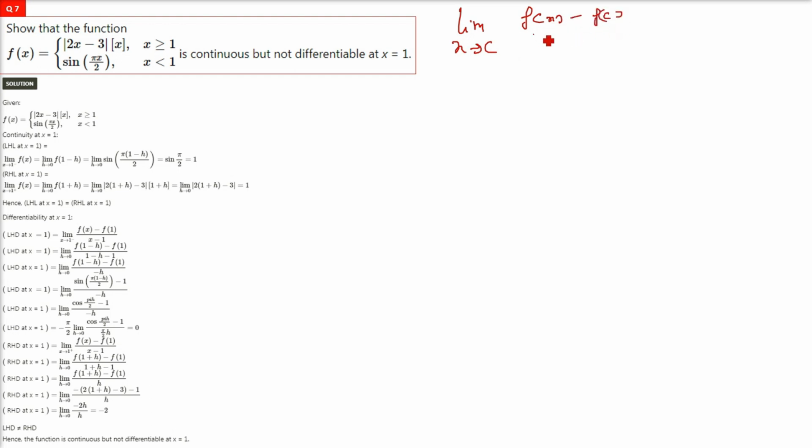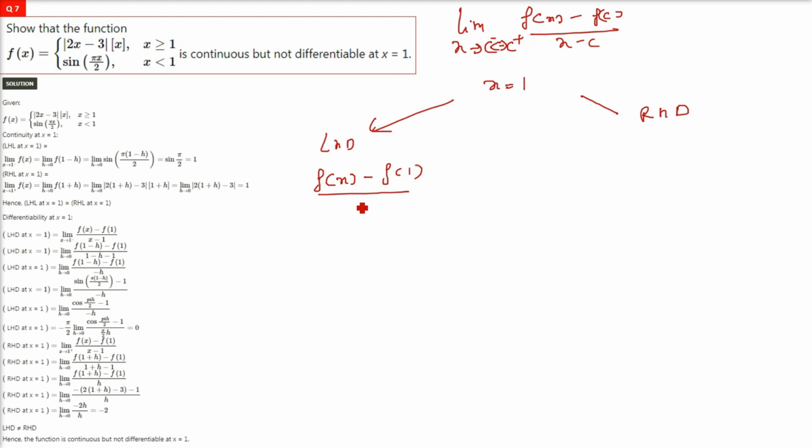Simple definition of differentiability is (f(x) minus f(c)) by (x minus c), limit x tends to c. c minus will do, c plus will do, that is, the left hand derivative and right hand derivative we will find out, and try to find out whether the values match or not. So at x equals 1, I am taking the left hand derivative and the right hand derivative. Of course you have to do the same thing, 1 minus h and 1 plus h. You have to write the same function, that is (f(x) minus f(c)) by (x minus c).